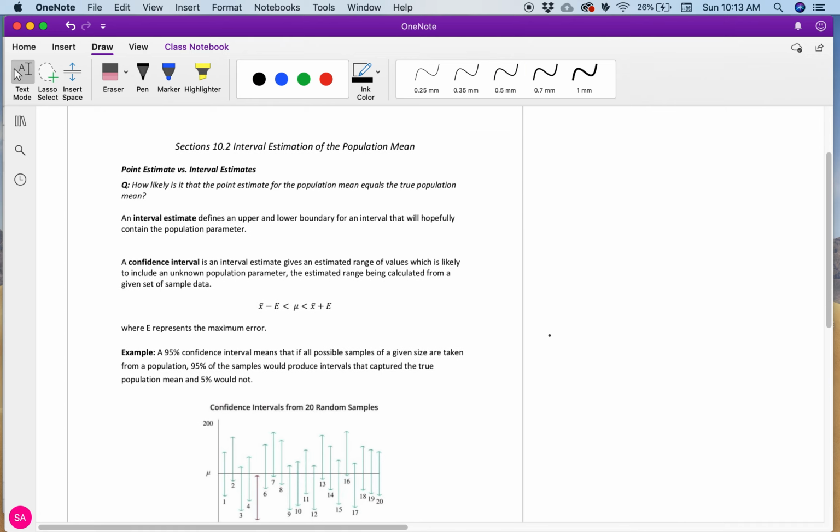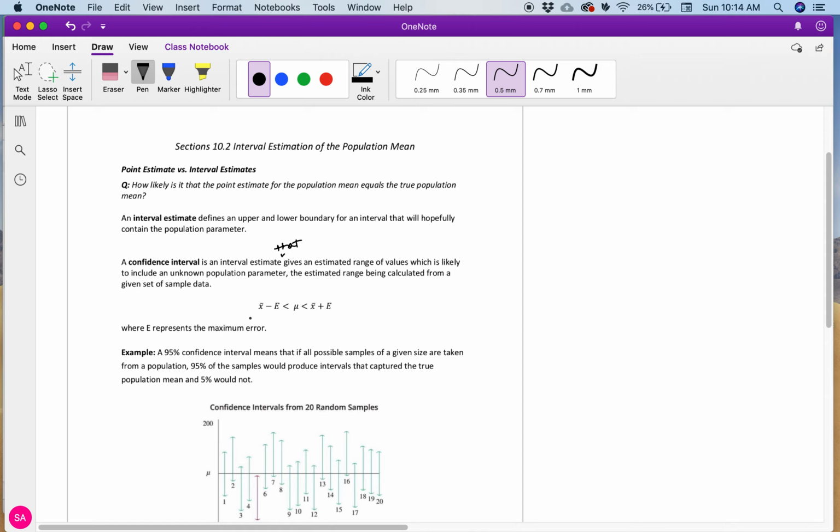So a confidence interval is an interval estimate. I think I'm missing a word here. Maybe that or which gives an estimated range of values, which is, okay, I don't know. A confidence interval is an interval estimate that gives an estimated range of values, which is likely to include an unknown population parameter. The estimated range being calculated from a given set of sample data.